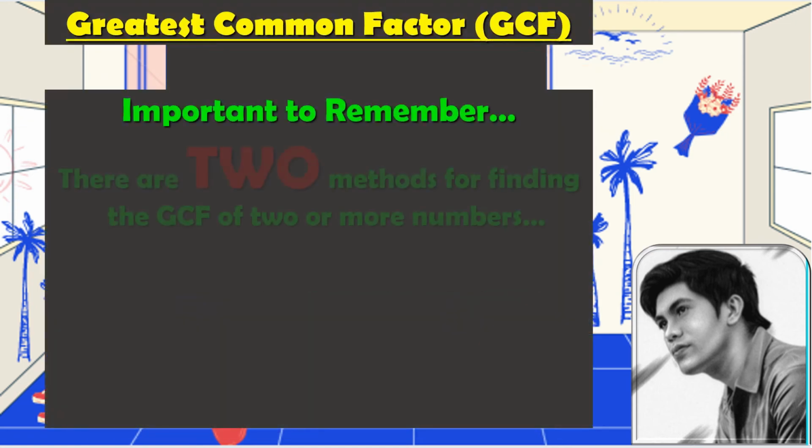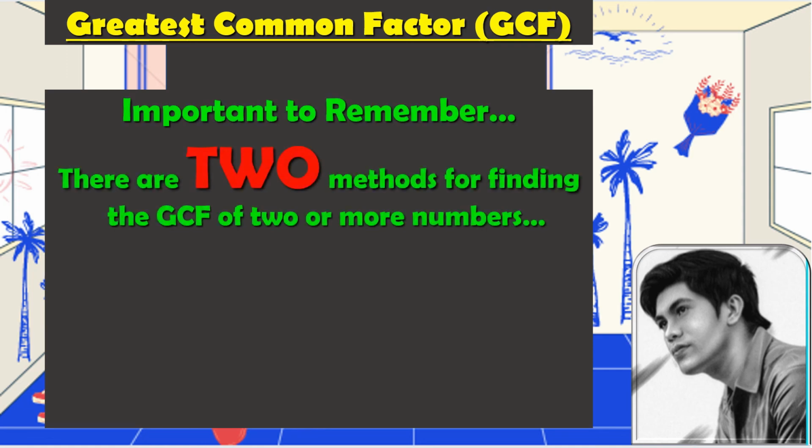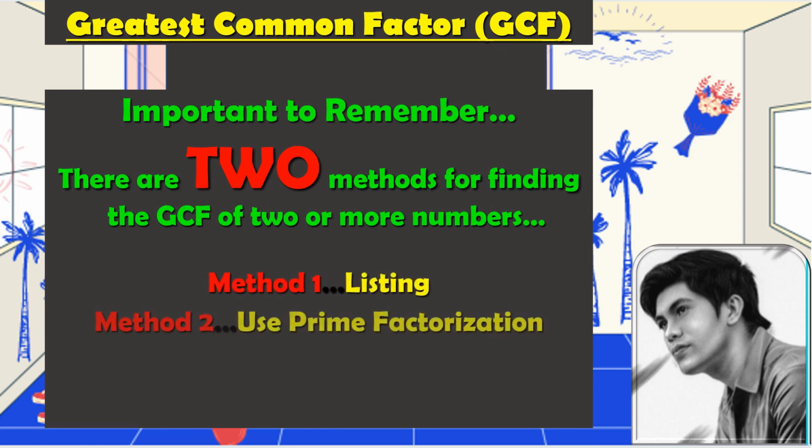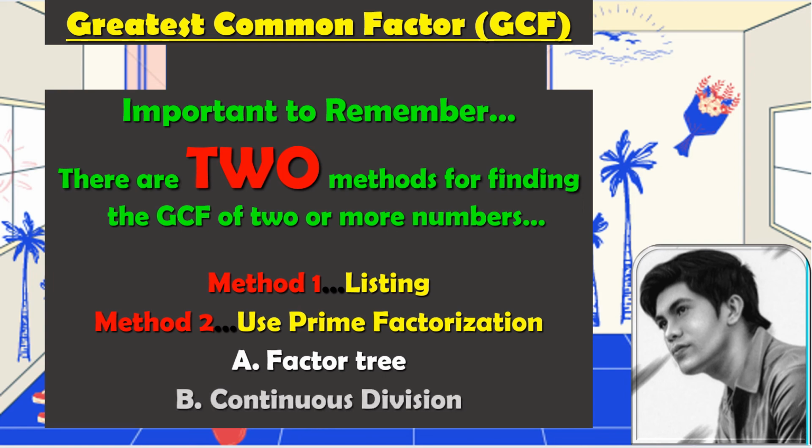So important to remember, there are two methods for finding the GCF of two or more numbers. Method 1 is the listing method. Use prime factorization for the second method, and we have two ways to find the GCF using prime factorization, the factor tree method and the continuous division method.